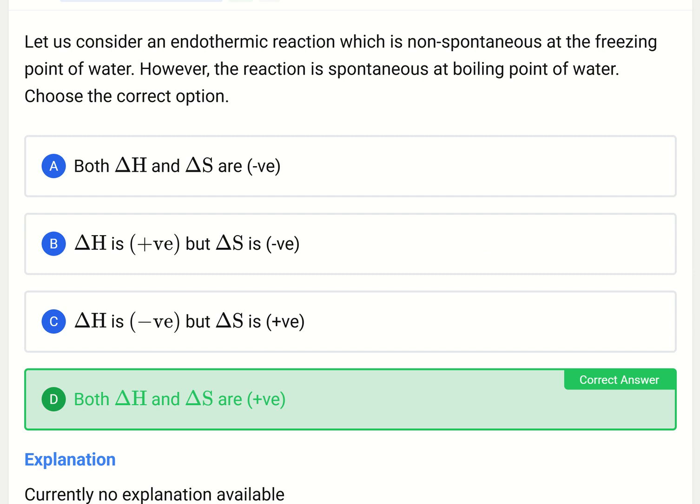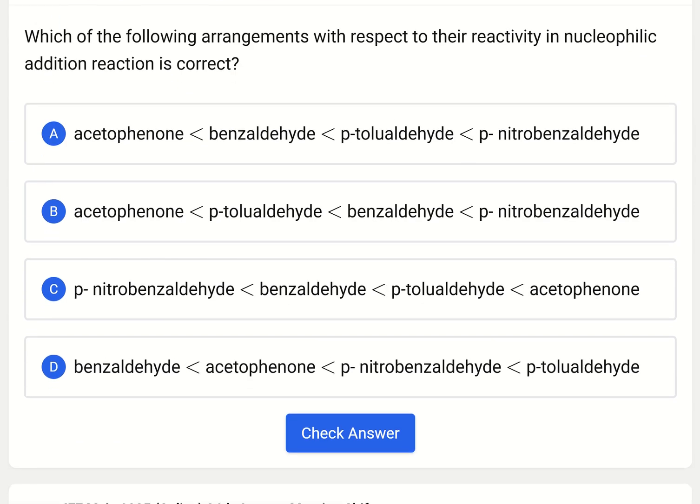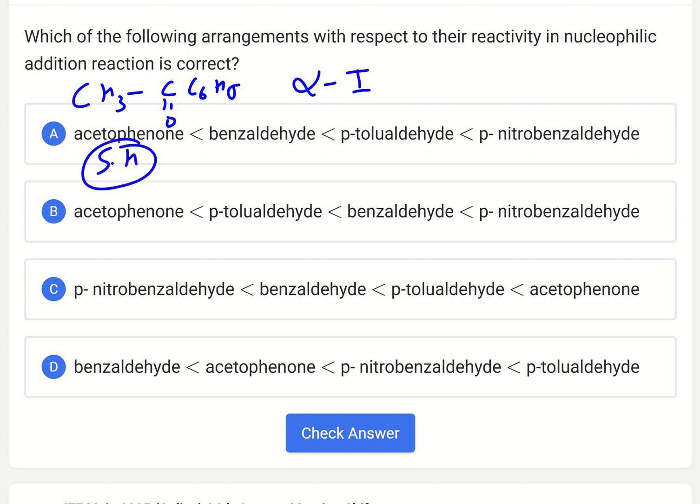Moving to the next question, question number 15. Which of the following arrangements with respect to their reactivities in nucleophilic addition is correct? So everyone knows it is directly proportional to minus I. The more the minus I, the more easily the nucleophile will be added. So acetophenone is something like CH3, C double bond O, C6H5. In this case we have high steric hindrance. Benzaldehyde, minus I group is there, but that is the aldehyde group.